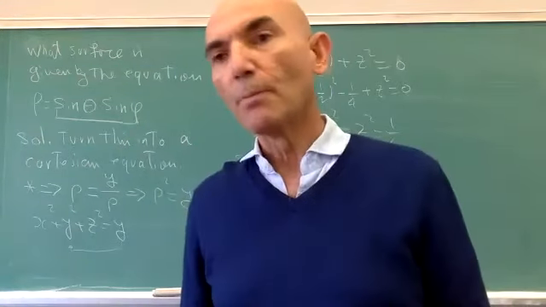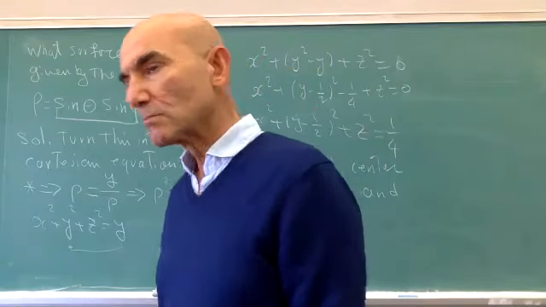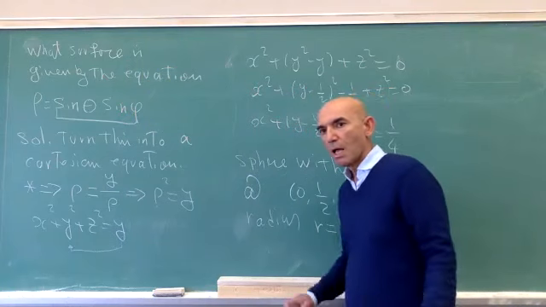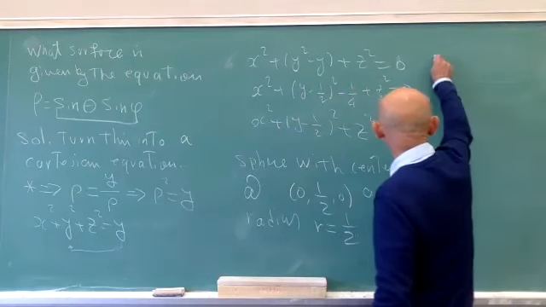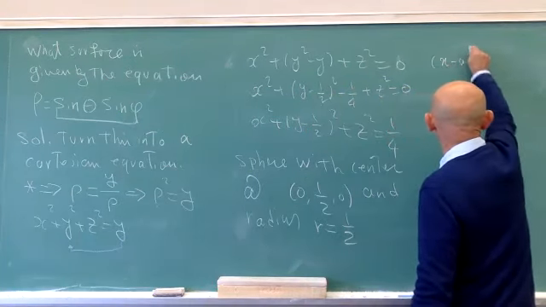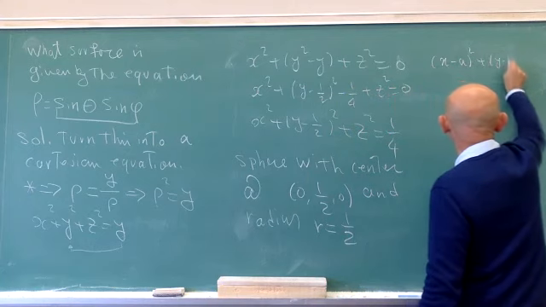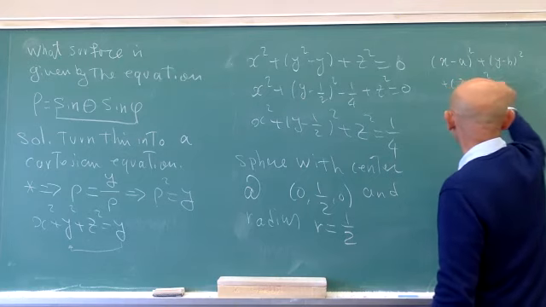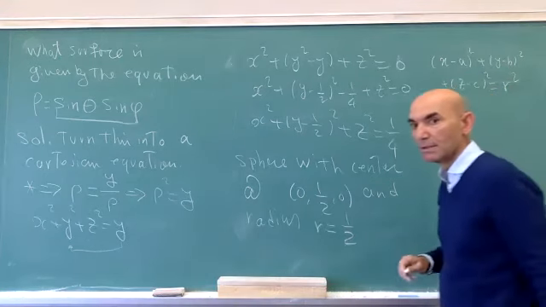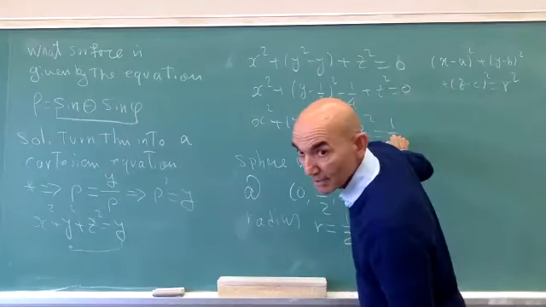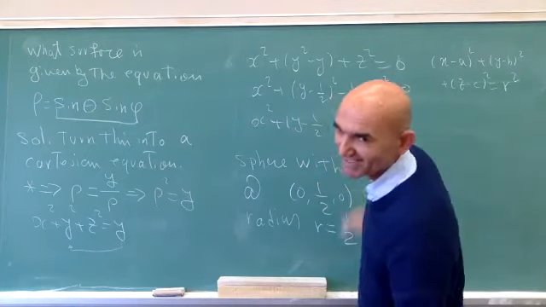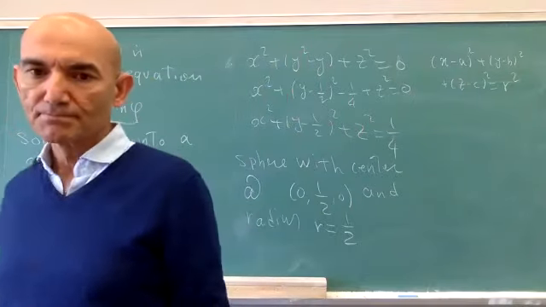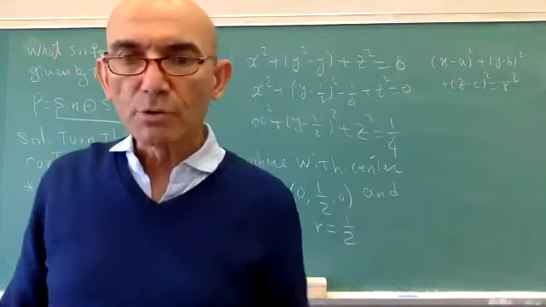Yeah, thank you. How did you get the radius to be 1/2? What was the equation of the sphere? It's x minus a squared, plus y minus b squared, plus z minus c squared equal to r squared, right? So r squared is a quarter, so r is 1/2. It's always a square, right? It's like a circle. Okay, good question, thank you.